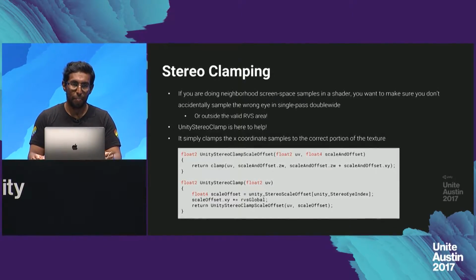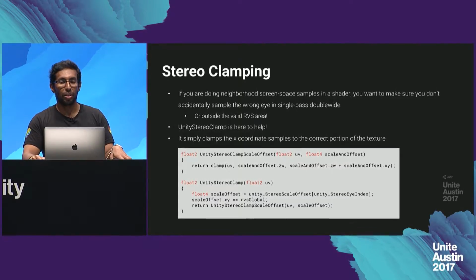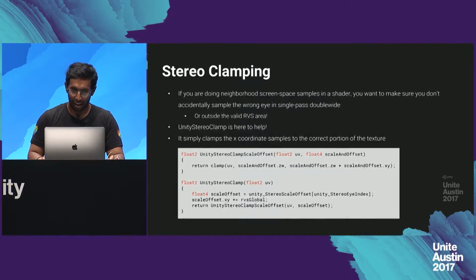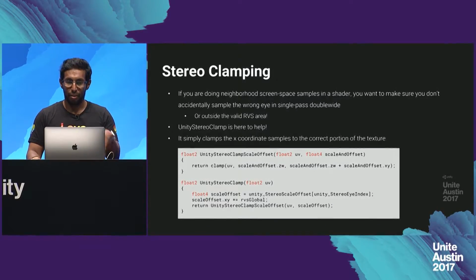Stereo clamping. So this comes up if you're doing any kind of neighborhood screen space samples in a shader. You want to make sure that you don't accidentally sample the wrong eye in single pass double wide, or outside of the valid RenderViewportScale area. So this is what Unity Stereo Clamp is here to do. All it's doing is basically clamping the coordinates to the correct portion of the texture. The way it does it is very similar to that same correction with RVS Global. It grabs the scale offset, applies RVS Global, and then uses that scale offset to do the clamping.